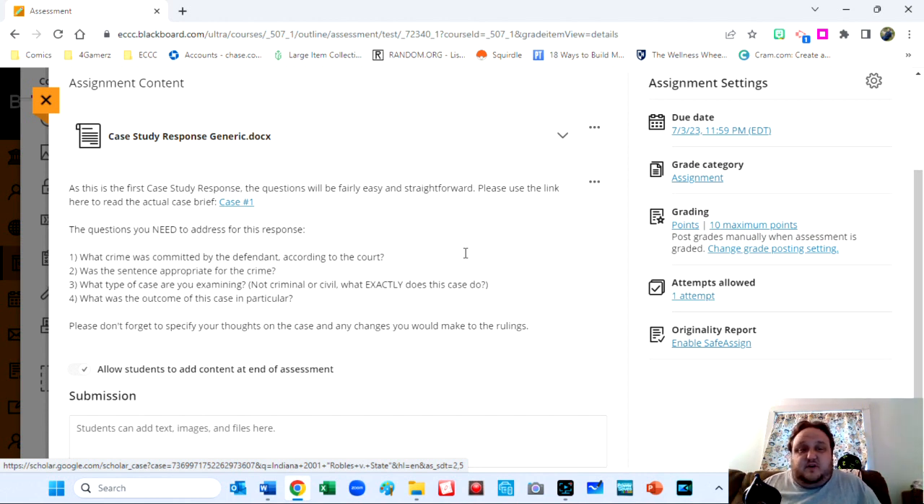My honest best recommendation for starting these: start your case study response paragraph by listing out everyone who's involved: the State of Indiana, Robles, the judges, and what case Robles was initially charged with. What is the case you're looking at? And then dive into these questions. What crime was committed according to the court? Notice the wording is important here: what is the crime committed according to the court?